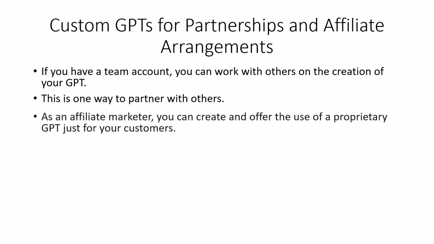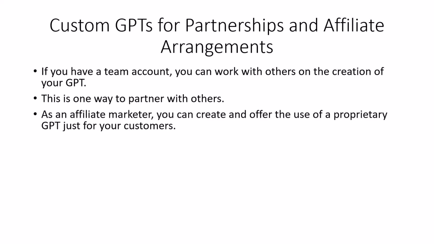I do want to get into what you're going to do as an affiliate marketer. You can create and offer a proprietary GPT just for your customers. In other words, if people buy through your affiliate link, you're going to create something really special for them inside of a GPT. It has a USP in it, they can't get it elsewhere, and they're only going to get it if they buy through your affiliate link, right?